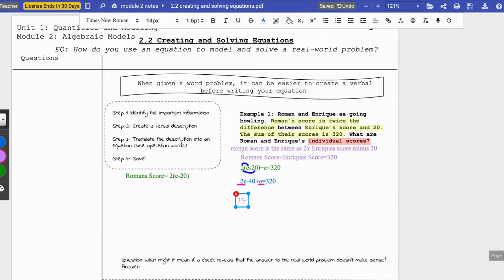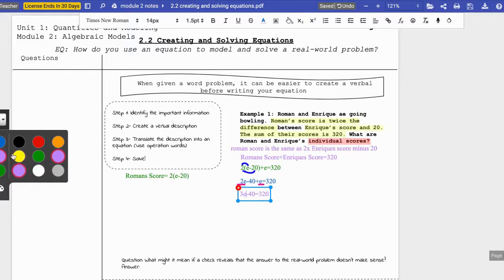So then I'm going to have 3e minus 40 equals 320. Oh, that's 3e. All right, and then now I'm just going to solve. So I'm going to start by adding.